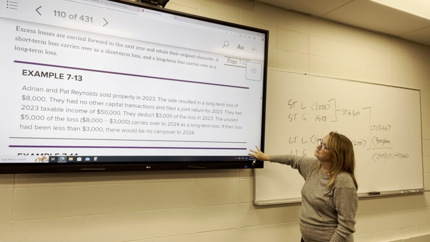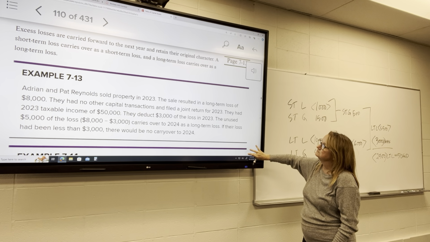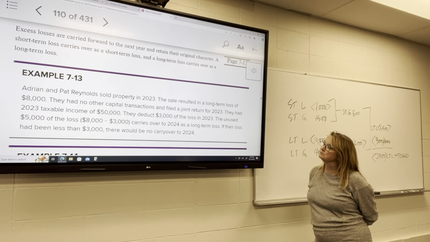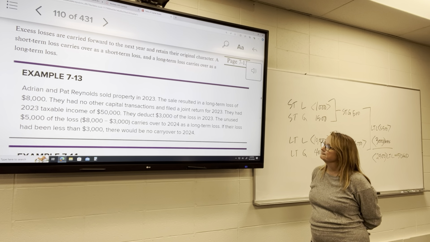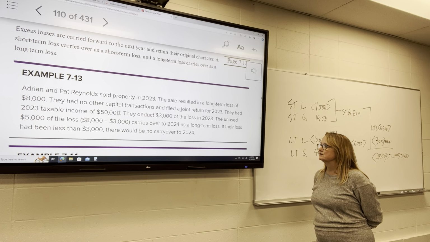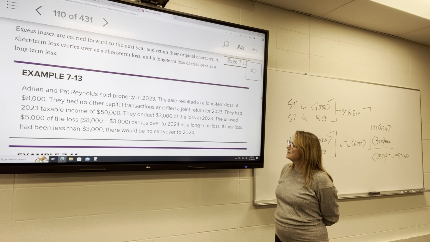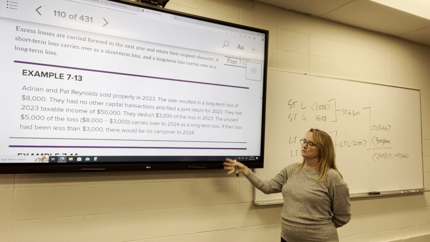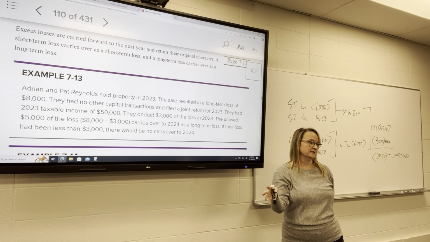Let's see here. Adrian and Pat Reynolds sold property in 2023. The sale was a long-term loss of $8,000. They had no other capital transactions and filed a joint return for 2023. They had 2023 taxable income of $5,000. They can deduct $3,000 of the loss in 2023. The unused $5,000 carries over to 2024, still as a long-term loss. If their loss had been less than $3,000, there would be no carry forward in that case.